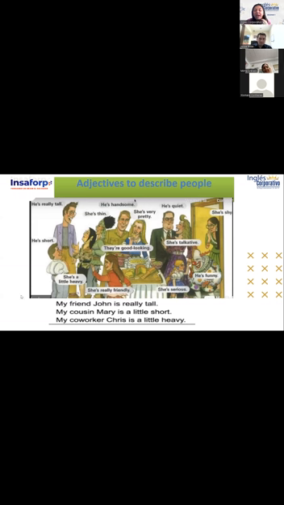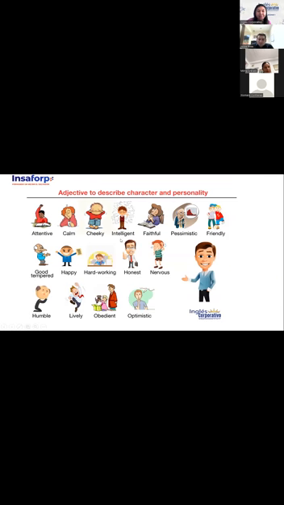Okay, so in the next slide, you will see more adjectives to describe character and people's personality. For example, we have attentive. I see in the class that some people are very attentive. Calm. We have cheeky, like the teacher. Teacher is cheeky. Intelligent.